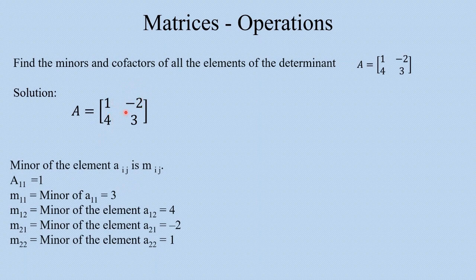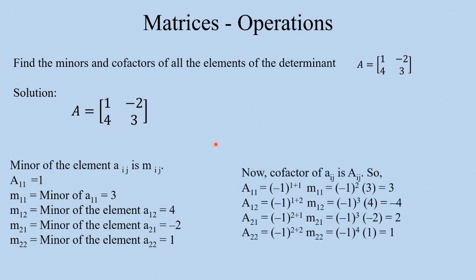M12 is equal to minor of the element A12, which is equal to 4. That is, first row and second column are deleted, we get 4. M21 is equal to minor of the element A21, which is equal to minus 2. Here second row and first column are deleted, we get minus 2. M22 is equal to minor of the element A22, which is equal to 1. Here, that is, second row and second column are deleted, we get 1.